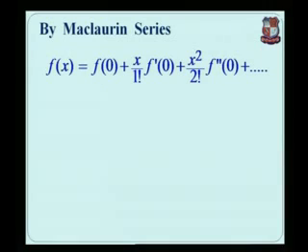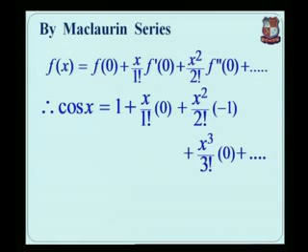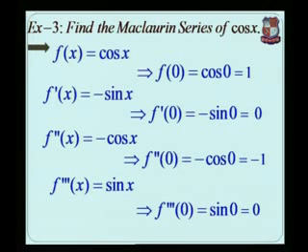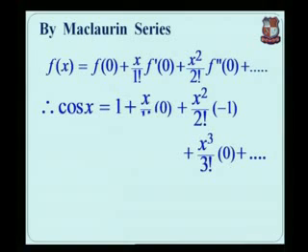So again, by the Maclaurin series, this is the formula. Now f of x is replaced by cos x. We have the value of f of 0 is 1, f dash 0 is 0, f double dash 0 is minus 1, f triple dash 0 is 0. The values go like 1, 0, minus 1, 0, 1, 0, minus 1, 0. So f of 0 is 1, f dash 0 is 0, f double dash 0 is minus 1, f triple dash 0 is 0.